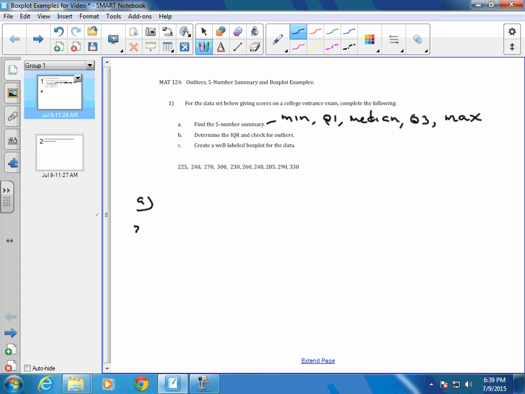All right, so 225 is the smallest, 230, 240, 248, 260, 270, 285, 290, 300, and then finally at 330. So we kind of get two of them for free here. We get the min and the max essentially for free.